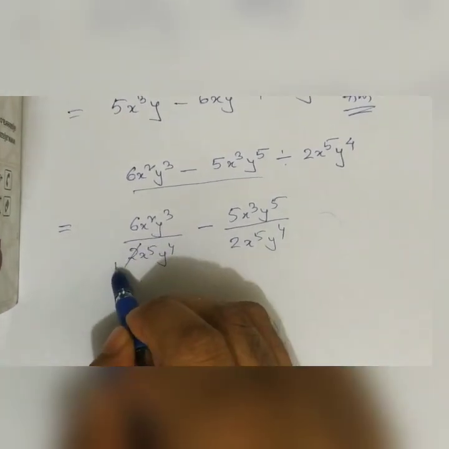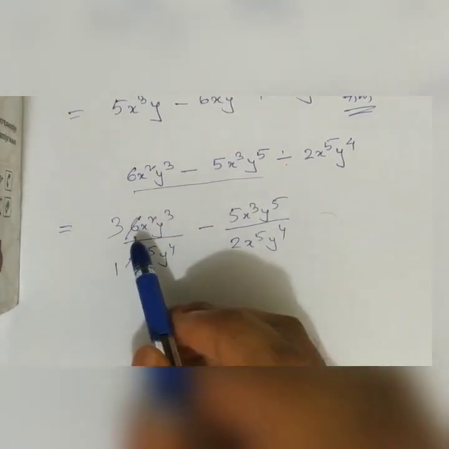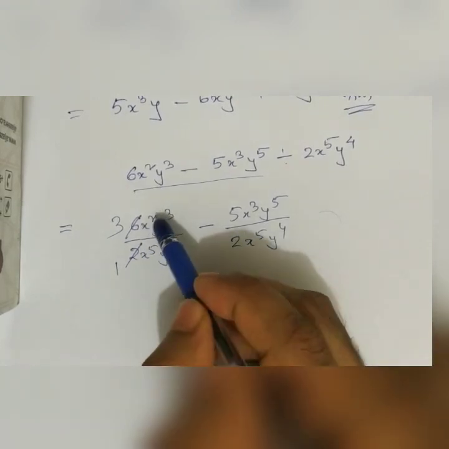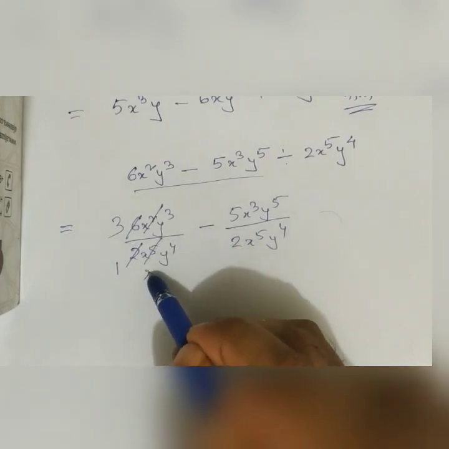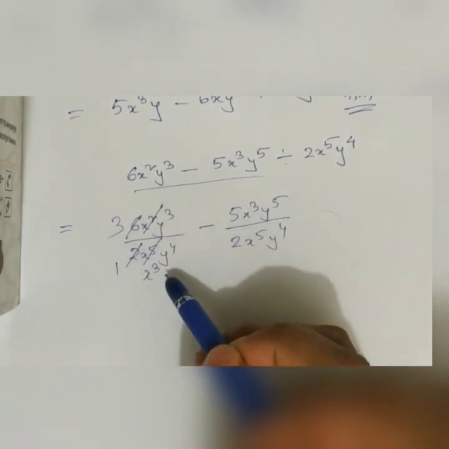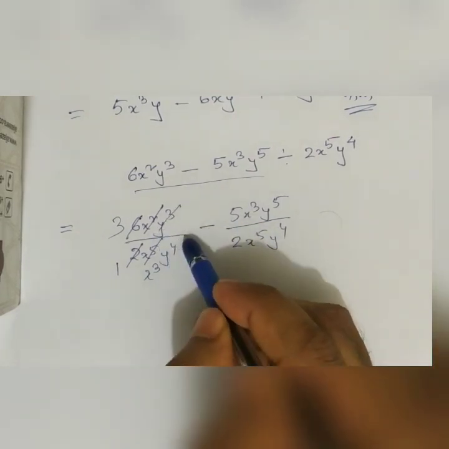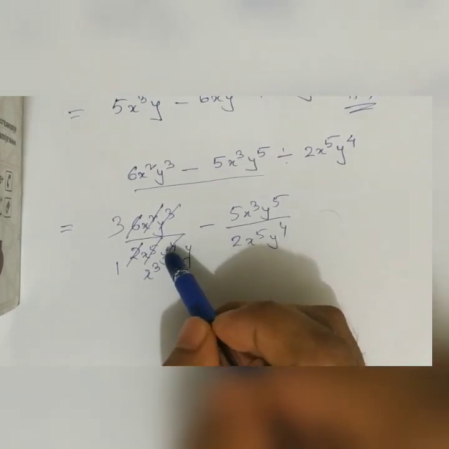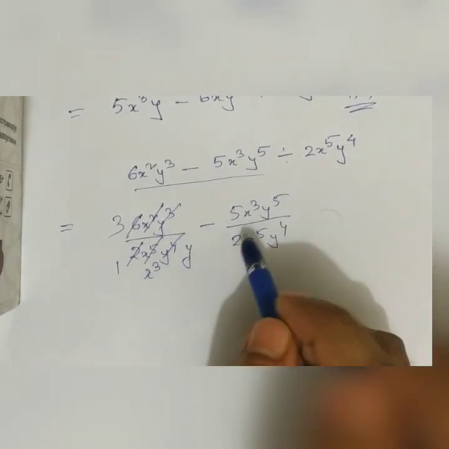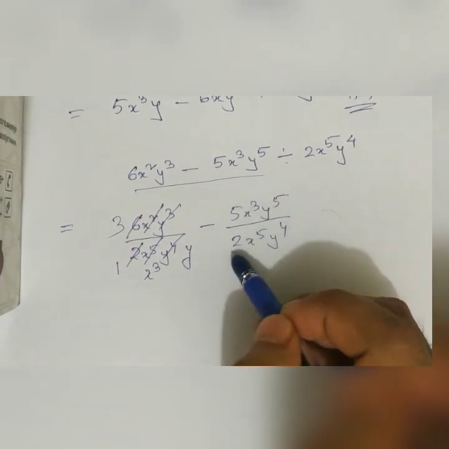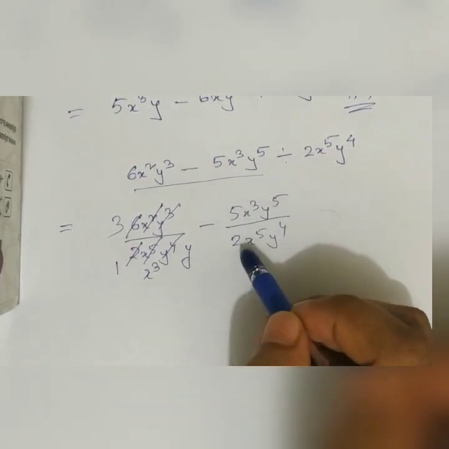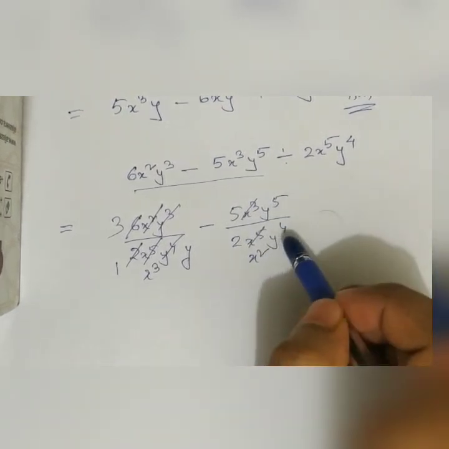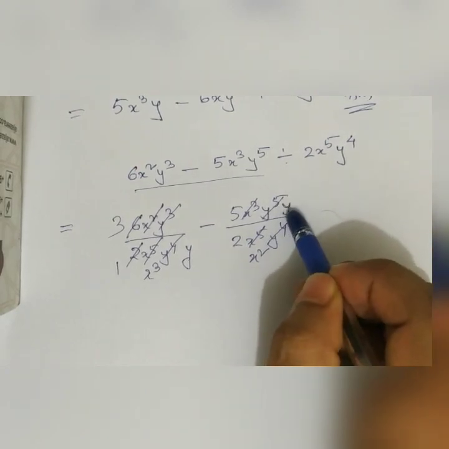Now 2 threes are 6. x square and x^5, here the power is greater over here, so we just cancel this out, we write x cube over here because 5 minus 2 is 3. Similarly y cube, y^4, I'm writing y over here because the power over here is greater. Similarly 5 and 2, they are not divisible with the same number, so it stays as it is. x cube, x^5, we write x square over here, y^4, y^5, I write y over here.